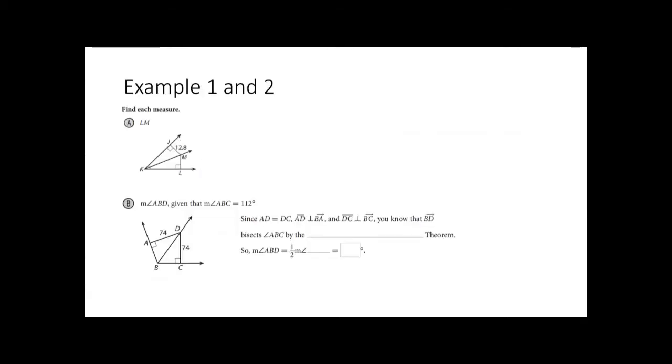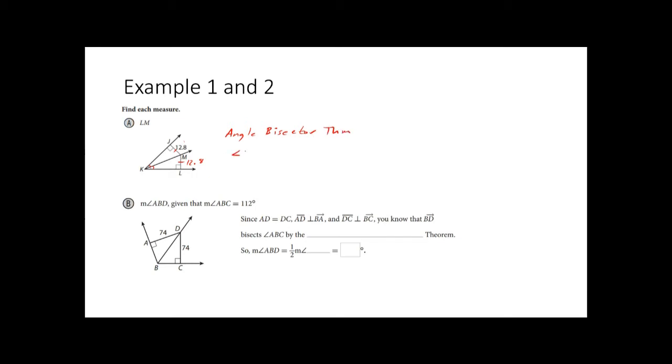All right, so let's get to the application aspect of this. We get some numbers here, and they're asking us to find the measurement of LM. Now, if you notice right here, they do say that these two angles are congruent, and therefore, by the angle bisector theorem, JM should be congruent to LM. So if JM is 12.8, then so is LM. So again, the angle bisector theorem was applied here.